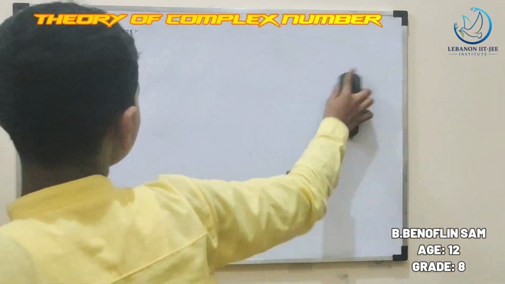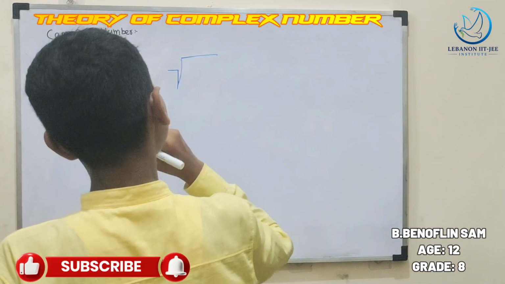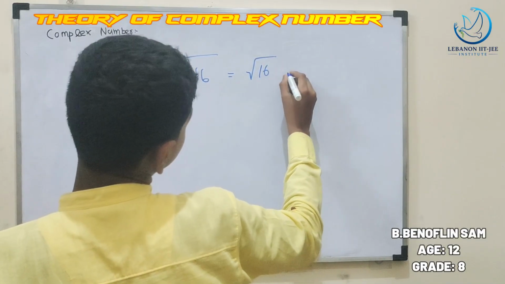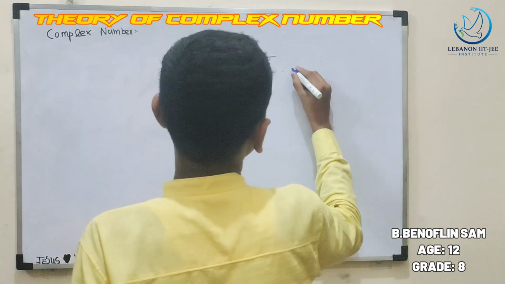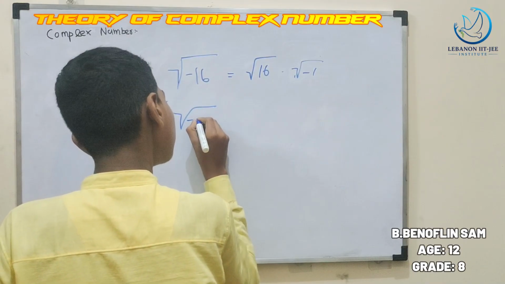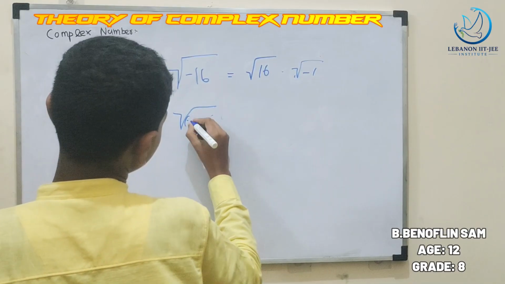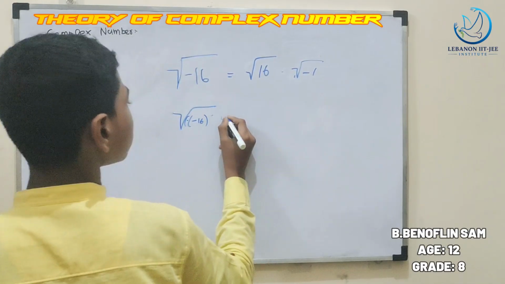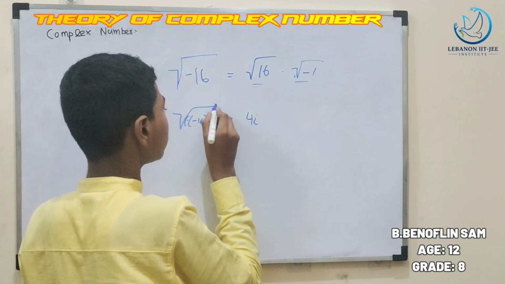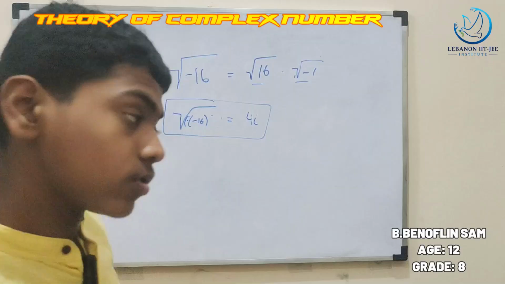I'll tell an example. If you want to find root of minus 16, then we can take it as root 16 into root minus 1. Root 16 is 4 and root minus 1 is iota, so it is equal to 4 iota. This is how I have to solve this question.